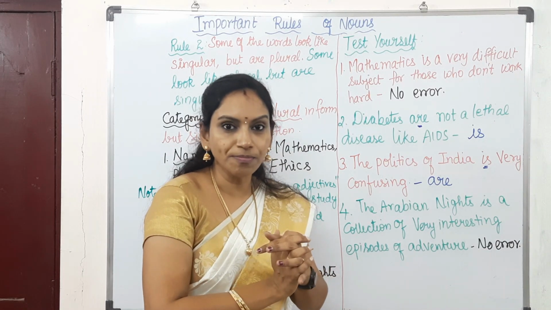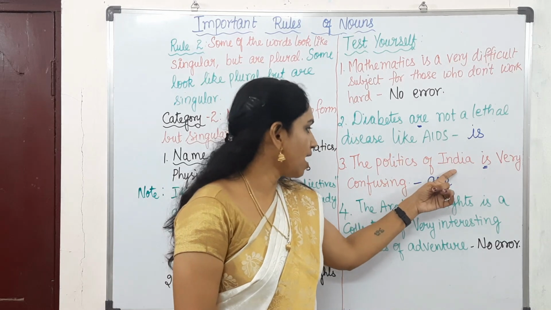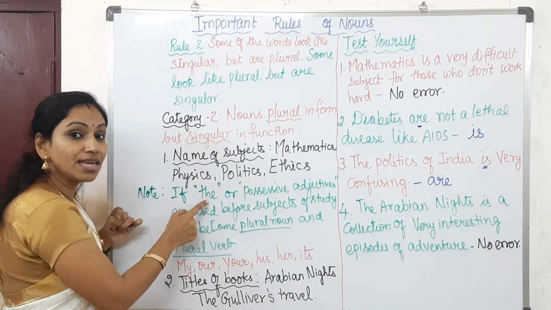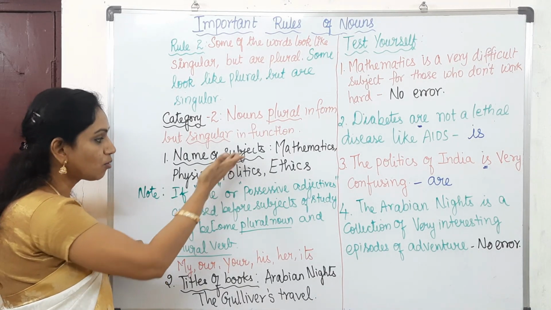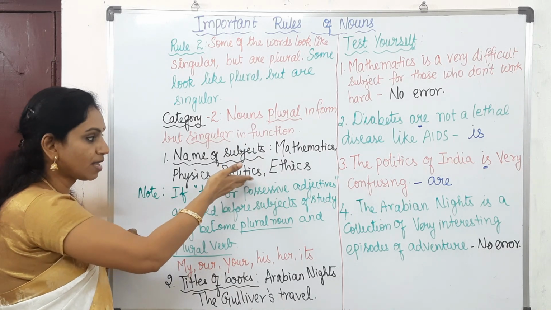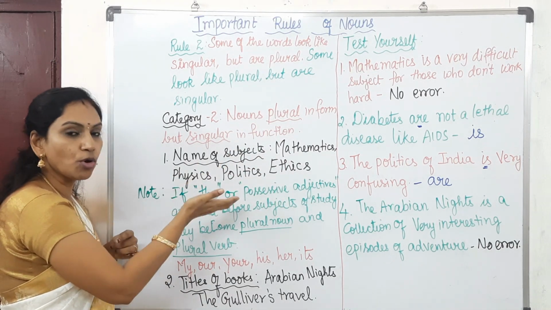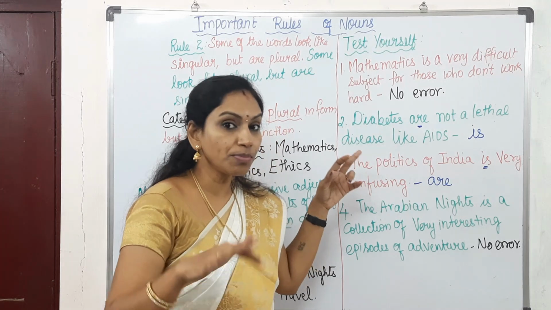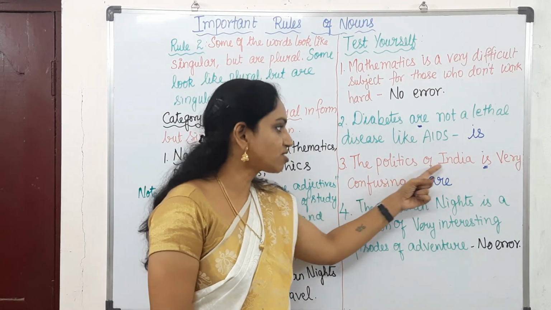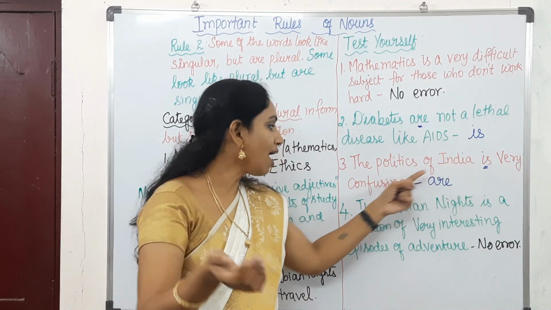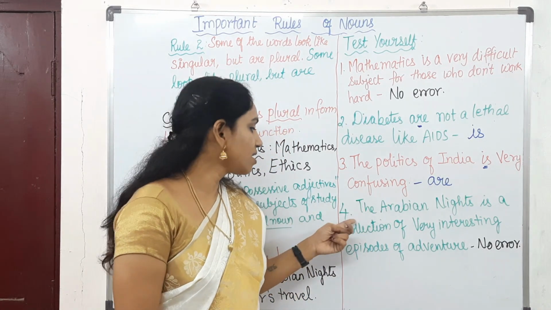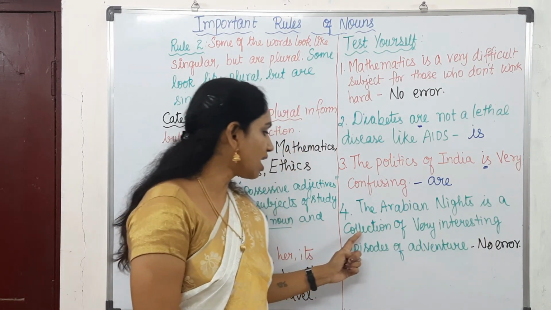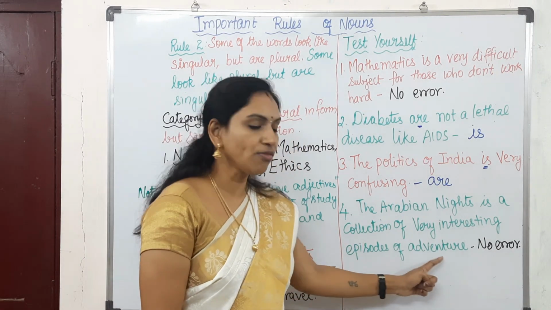They mean plural only. So politics of India, and one more condition I said, my dear friends: when "the" comes before this type of name of subjects, politics, ethics, like that, you have to treat it as a plural noun. So plural noun and plural verb also. So "the politics of India" should not come with "is"; it should be "are very confusing". Next, the fourth one, the Arabian Nights is a collection of very interesting episodes of adventure.